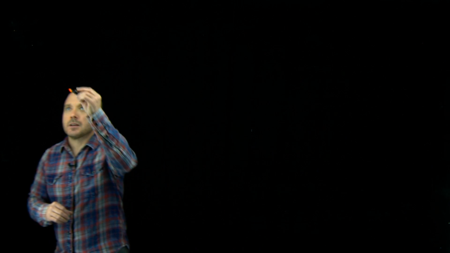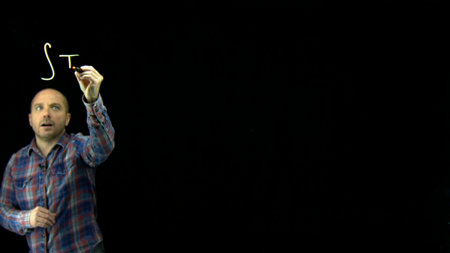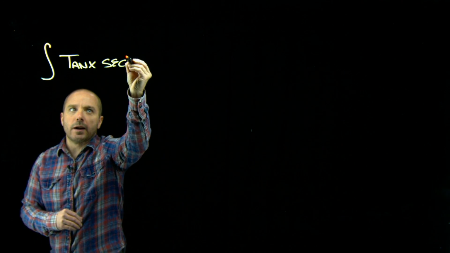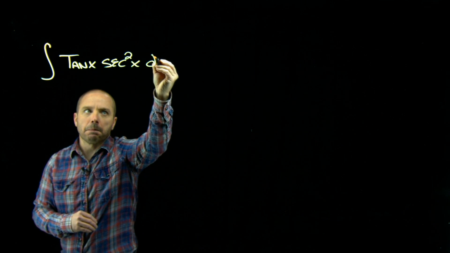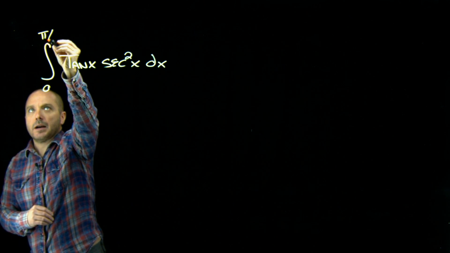Previously, you've looked at u-substitution. What I'd like to do today is remind us to be careful with limits when we're integrating using u-substitution. So for example, say we wanted the integral of tangent x times secant squared x dx from 0 to pi over 4.